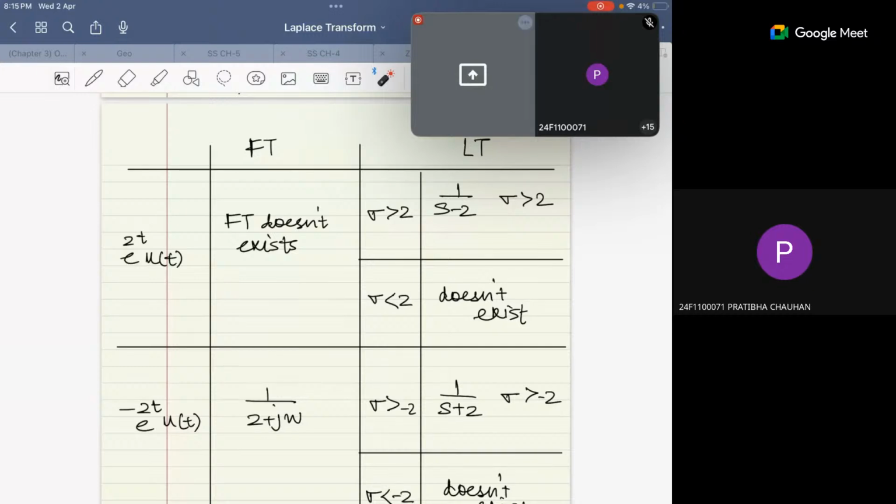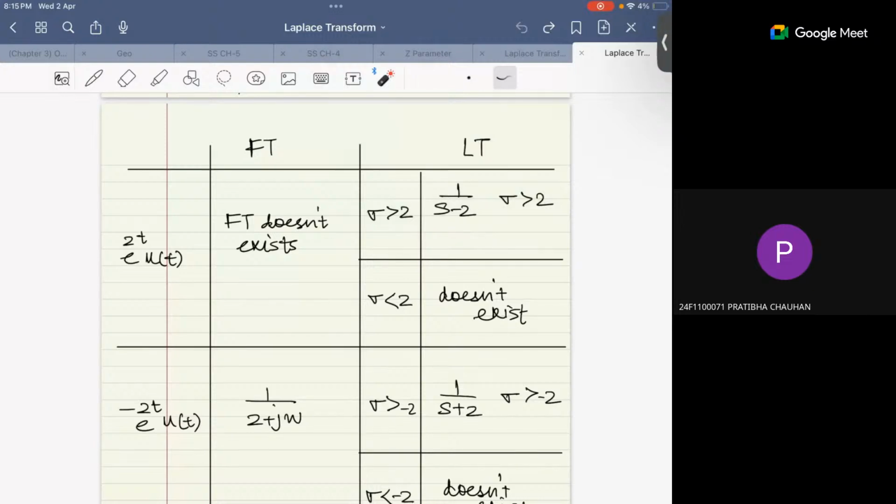Okay. So what I was saying is about e to the power 2t u(t). Here the Fourier transform doesn't exist, right? Because the signal itself is not integrable, since e to the power 2t is an exponentially increasing function. You can't integrate it from minus infinity to infinity. But for the Laplace transform, we saw that you are able to calculate it for this signal, with a condition: the sigma value should be greater than 2.